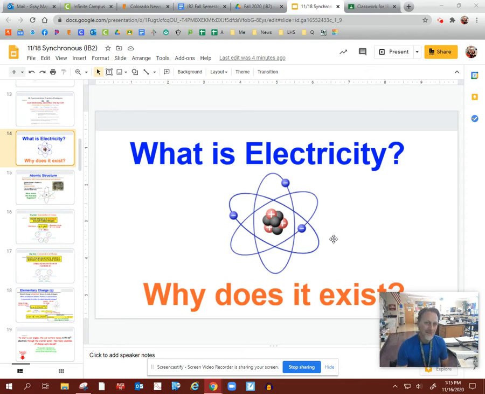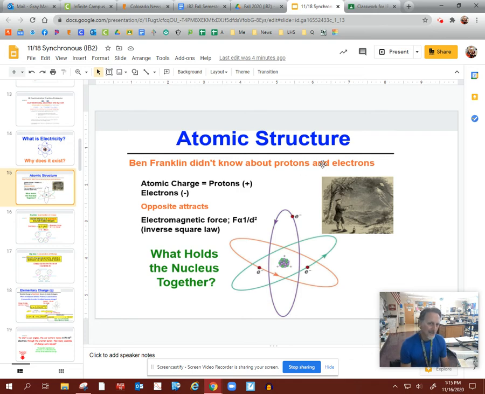So what is electricity and why does it exist? It's actually one of the four fundamental forces. It's the electromagnetic force, and we're going to look at that in this unit. That's really what static electricity is all about, checking out this force. So electricity comes from atomic structure.